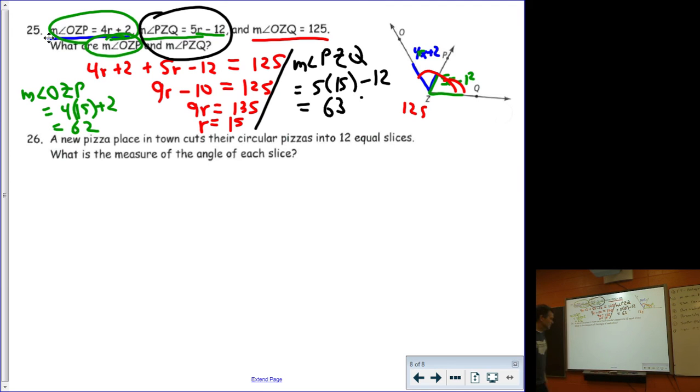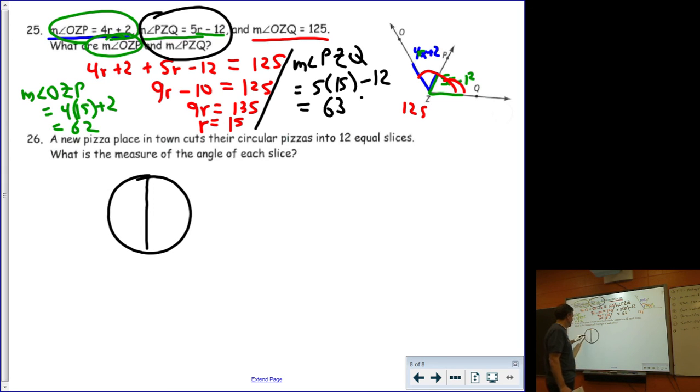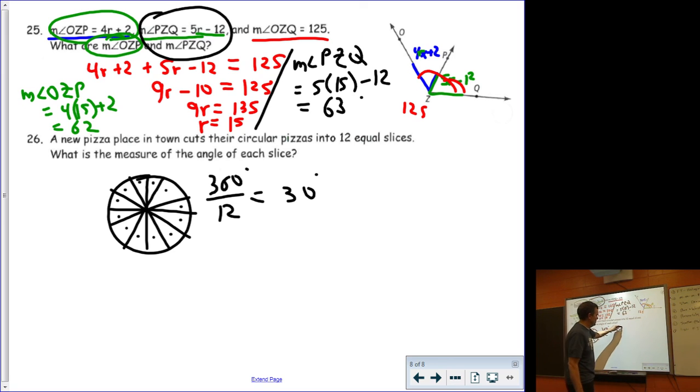And finally, number 26 says we have a pizza that cuts their circular pizzas into 12 equal slices. So like 1, 2, and then 3, 4, 5, and 6. There is 12 somewhat equal slices. 1, 2, 3, 4, 5, 6, 7, 8, 9, 10, 11, 12. Well, I know that all the angles in a circle add up to 360. So if I divide that by 12 equal slices, I would get 30 degrees each. All right, hope that helps.